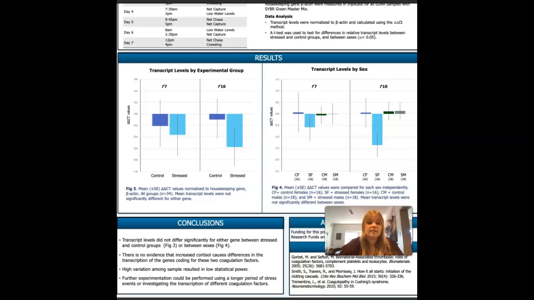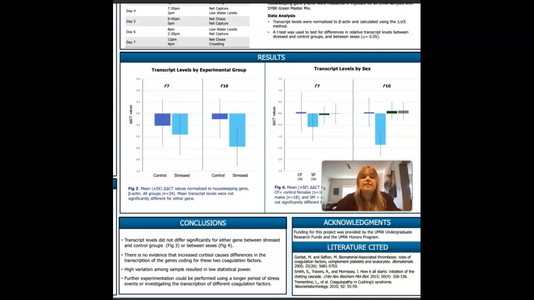A t-test showed no statistically significant difference in the transcript levels of either gene between the sexes independently or between stressed females and stressed males. In conclusion, transcript levels did not differ significantly for either gene between stressed and control groups or between the sexes. There is no evidence that increased cortisol causes differences in the transcription of genes coding for coagulation factor 7 or 10. However, high variation among samples resulted in low statistical power when performing the data analysis.